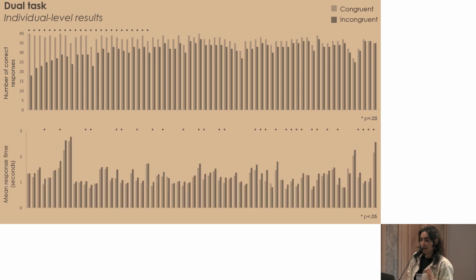Below, participants are aligned as above, and this graph displays the mean response times for each participant at the task for the two conditions. For the response time analysis, we conducted a t-test. But what is important here is that, as you can see in green ink in both graphs, 13 out of the 16 individuals with Moebius syndrome showed a significant congruency effect on at least one of the two variables.